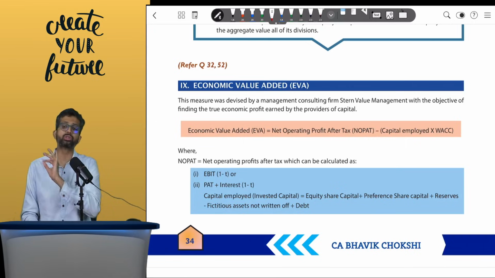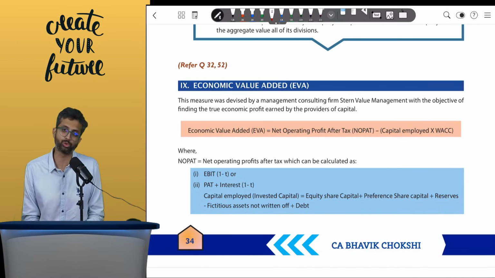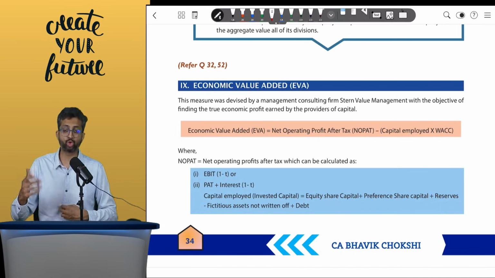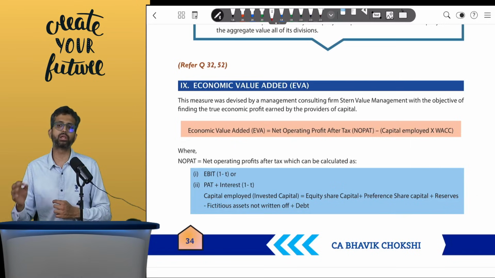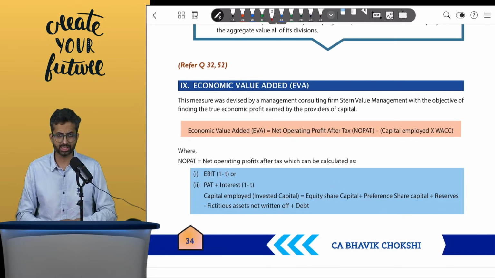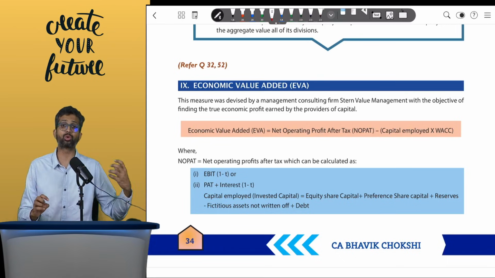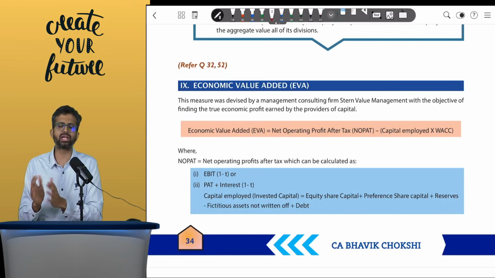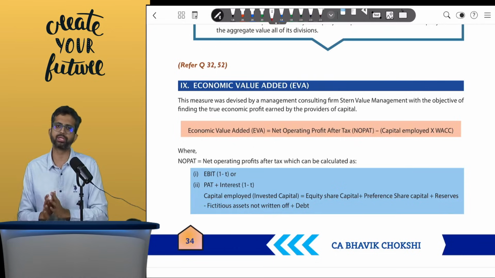So technically it goes in the business valuation section. At the end of it, it will come in your paper. They will not ask you which chapter it pertains to. So when you look at EVA, EVA is calculated as NOPAT, net operating profit after tax, minus the invested capital into the WACC. NOPAT is calculated as EBIT into (1 minus T), or it can be calculated as PAT plus interest into (1 minus T). And invested capital is debt and equity both, typically at their book values, into the WACC, typically based on the book value weights.